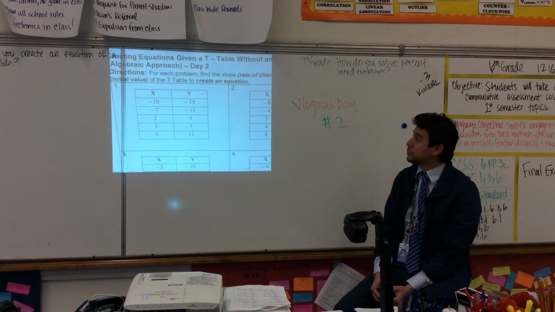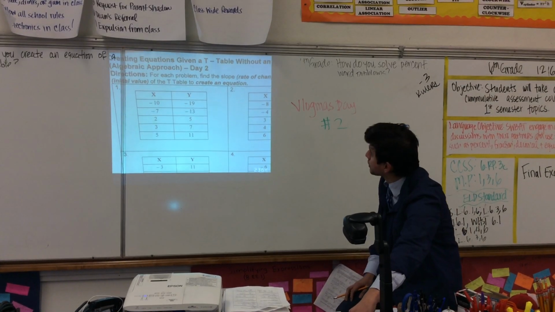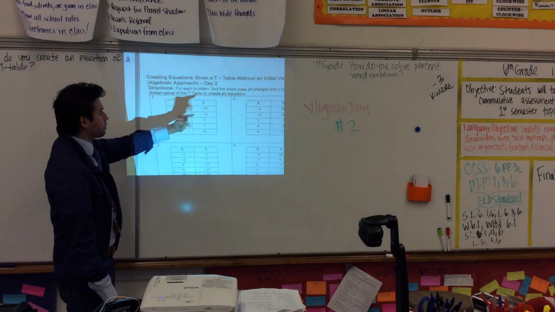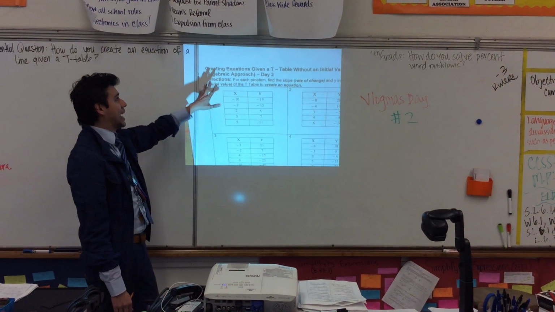So today's topic, let me zoom out so you guys can see the title. We're going to be able to create equations given a t-table without the initial value, the algebra way.